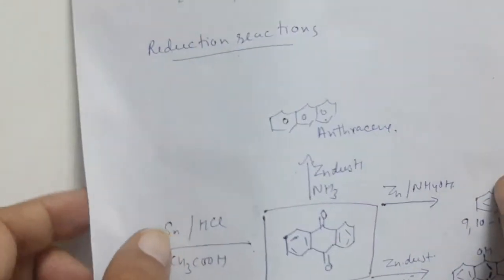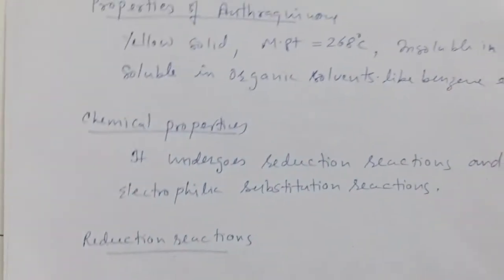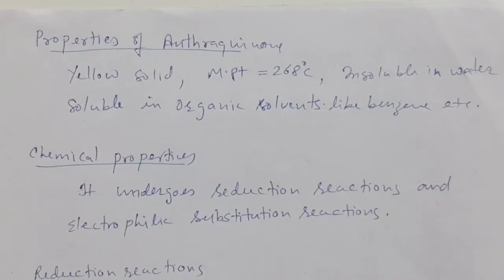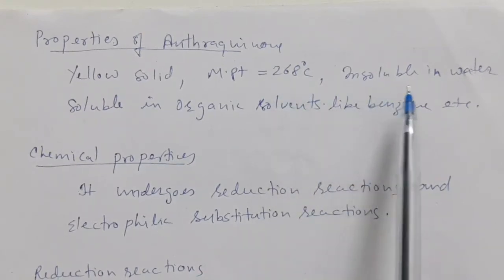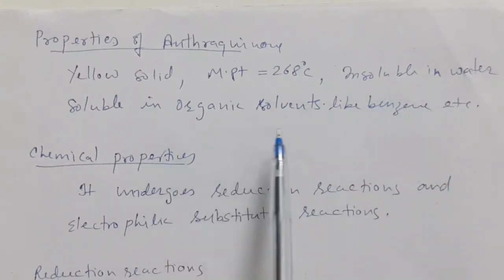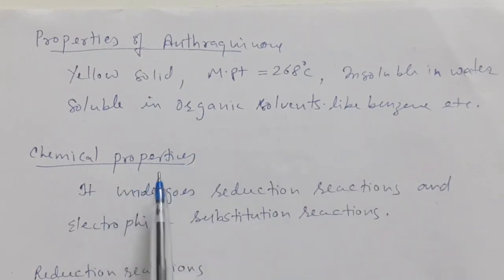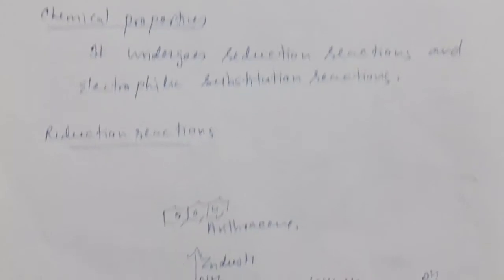The properties of anthraquinone. Anthraquinone is a yellow solid. Its melting point is 268 degrees centigrade, which shows it is a quite stable compound. It is insoluble in water and soluble in organic solvents like benzene, etc. As far as chemical properties, it undergoes two types of reactions: reduction reactions and electrophilic substitution reactions.